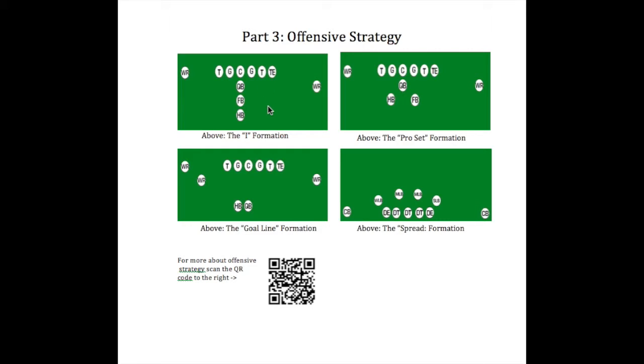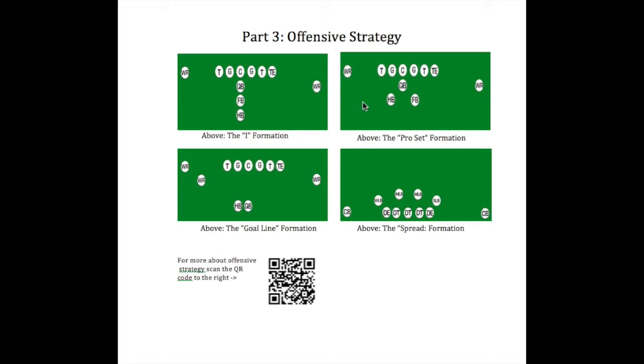First, the I formation. The I formation is a traditional modern offensive formation that gets its name from its I-shape alignment of the quarterback, fullback, and halfback, using 2 running backs and typically 2 wide receivers and 1 tight end. This allows an offense to run or pass.